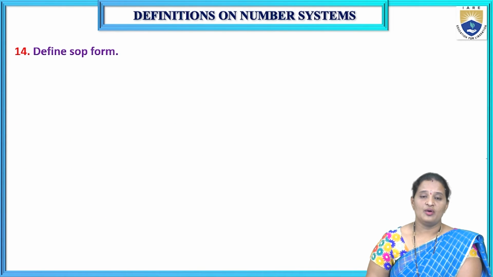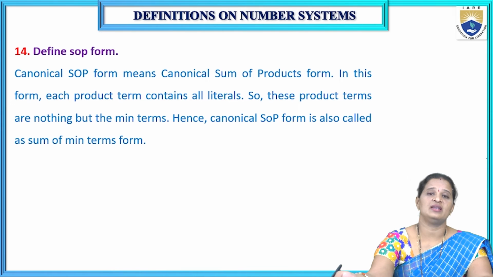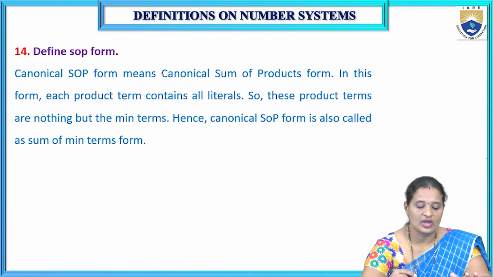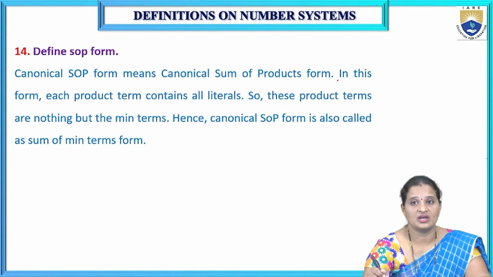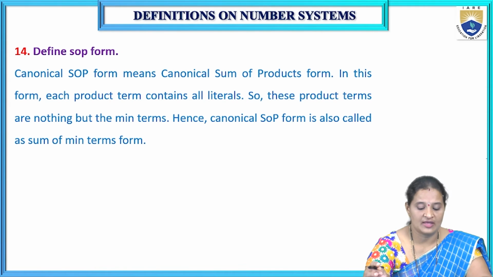Next, define the SOP form. What is SOP? SOP is nothing but sum of products form. In the canonical sum of products form, each product term contains all the variables or literals of the given Boolean function. These product terms are the minterms. Hence, the canonical SOP is also called the sum of minterms form.